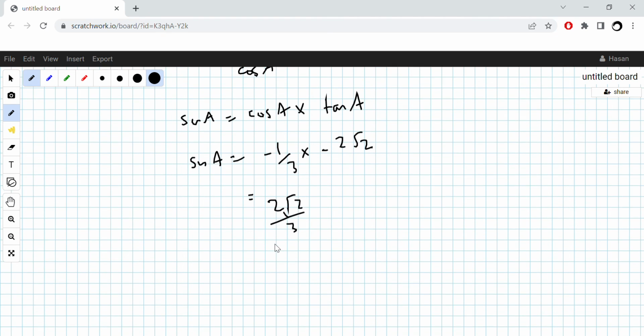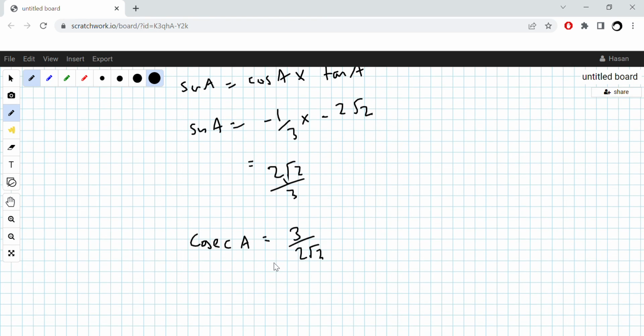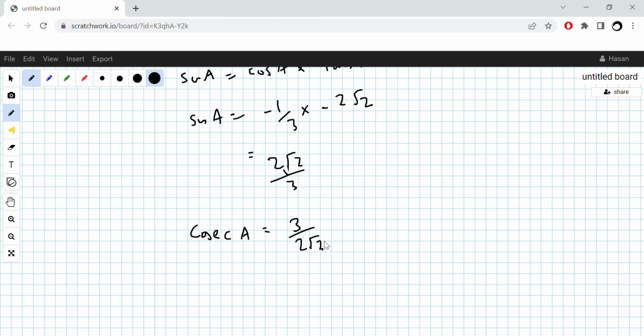And then we need to find cosec A. So cosec A will be the same as 3 over 2 root 2. And then you must rationalize by timesing top and bottom by root 2. That gives you 3 root 2 over 4. And that's your answer.